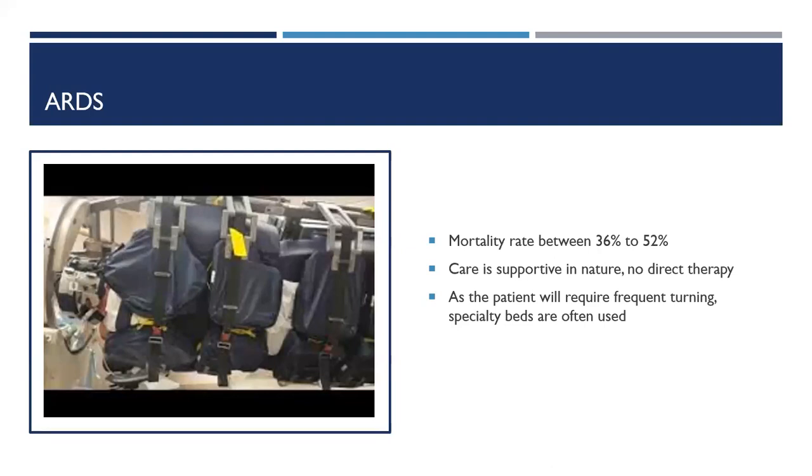This is a patient that's on a rotoprone bed. With this patient, the patient's left side is up. So they are trying to drain the left lung to help improve oxygenation and help to get rid of that fluid. The care tends to be supportive. We try to fix the symptoms, and there is no direct therapy.